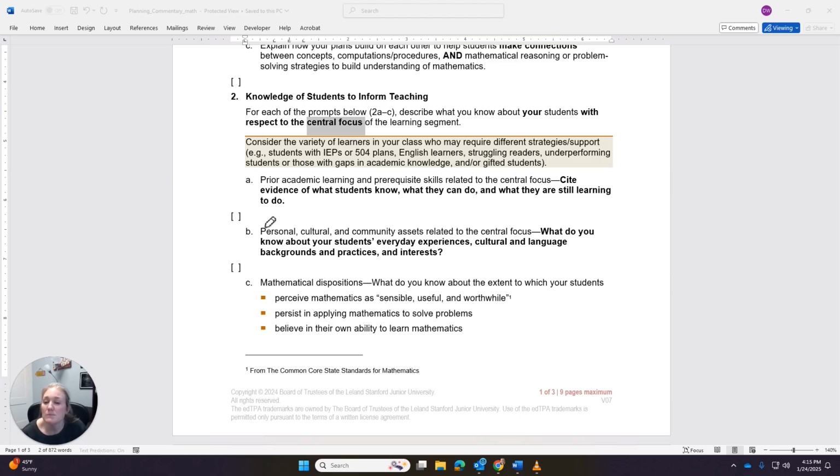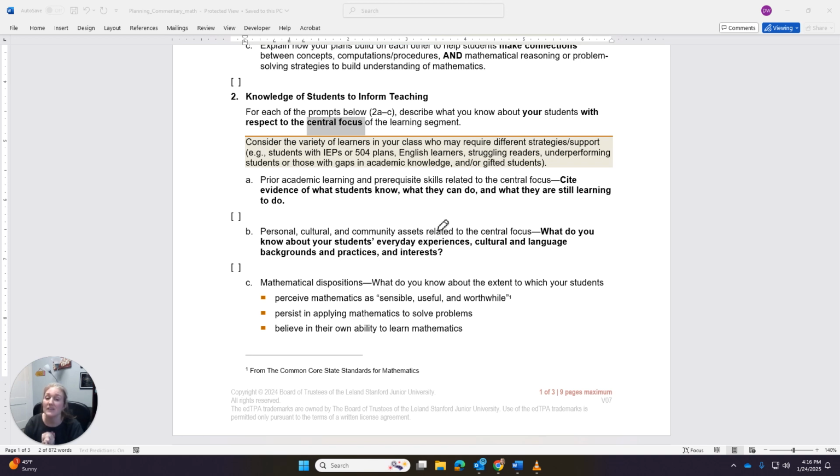But when we get down to this personal, cultural, community assets, things kind of get a little loose. And candidates tend to want to throw the whole kitchen sink at the score and say, hey, look at how diverse my class is. I've got all these things. I know all these things about my students. But that's not what the score is looking for. They want to know, can you know all these things about the students, and can you pick out what is going to matter the most to address your learning objective and your central focus?